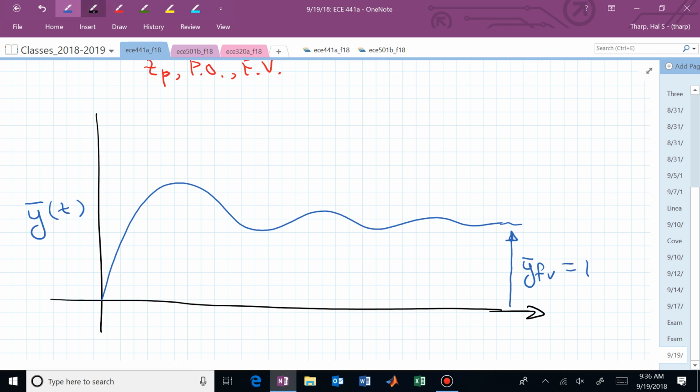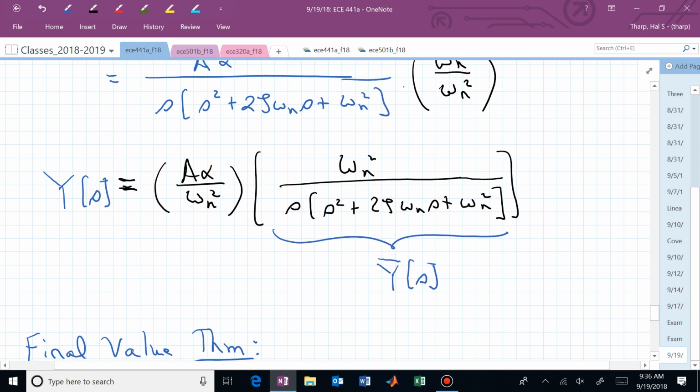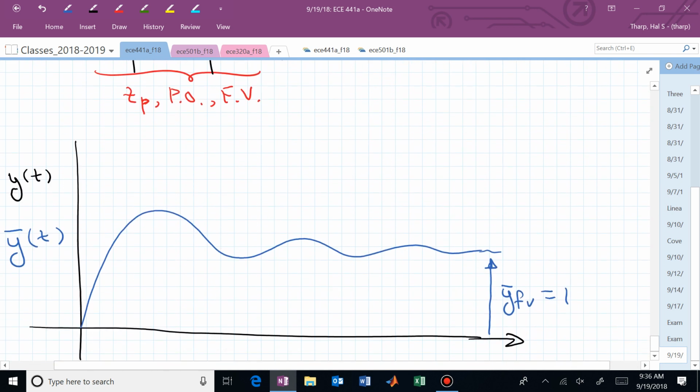And how is y bar related to y of t? If we go back and look at this connection between y and y bar, how are they related? Just by a scalar. Whatever that alpha over omega sub n squared is, y is just a scaled version of y bar. If I assume that alpha over omega sub n is bigger than 1, then I can maybe draw this, and like I said, this is the hardest part of the lecture. This is supposed to be a scaled version of what I just drew.